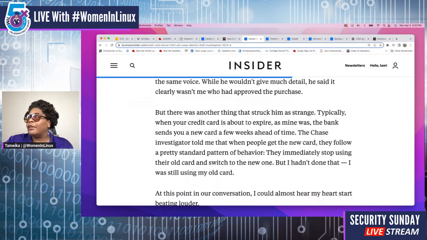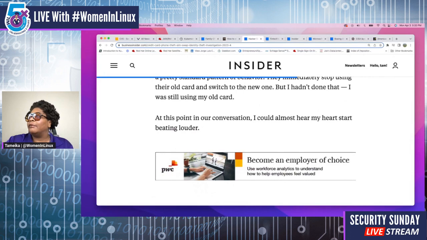Typically, when your credit card is about to expire, as mine was, the bank sends you a new card a few weeks ahead of time. The Chase investigator told me when people get a new card, they follow a standard pattern of behavior. They immediately stop using the old card and switch to the new one. But I hadn't done that. I was still using my old card. At this point in our conversation, I could almost hear my heart start beating louder.